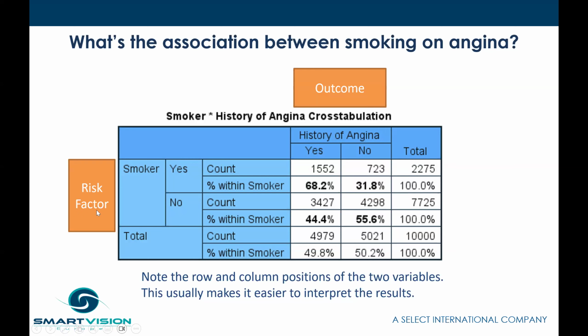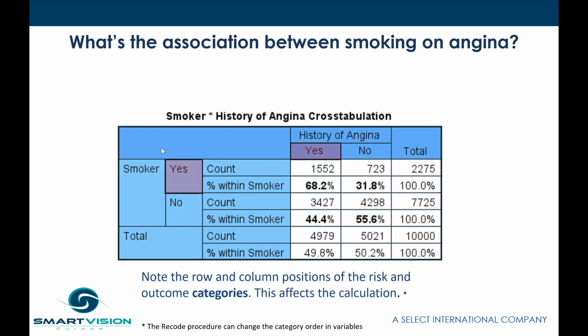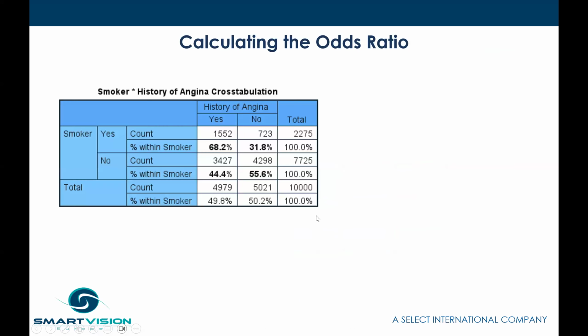The risk factor goes into the rows, and the outcome goes into the columns. And more importantly, it's really paying attention to the first category in each of these groups. So hence I've recoded the variables. That's why I got smoker 2 and angina 2, because I made sure that yes was coded as 1 in both groups so that that was the first category that was shown. Note the row and column positions of the risk and outcome categories. This affects the calculation.